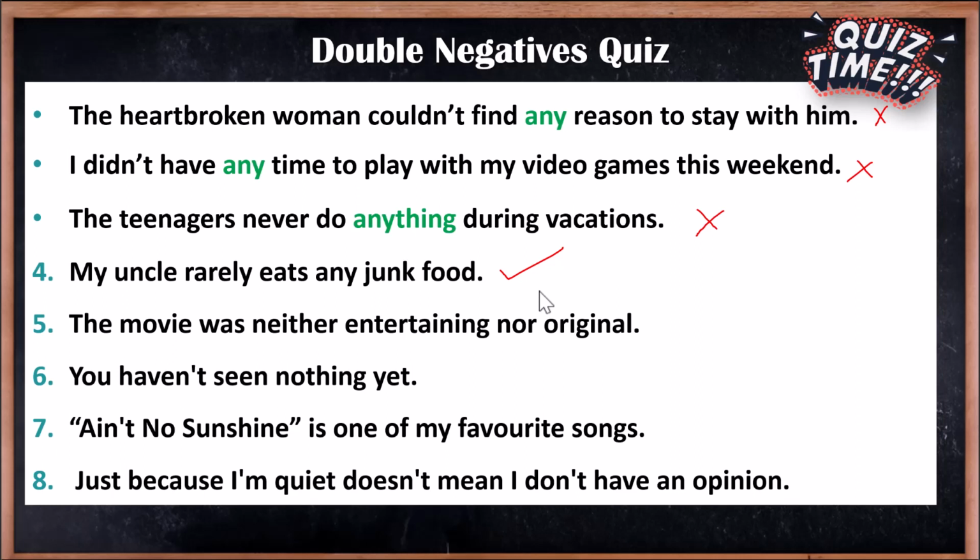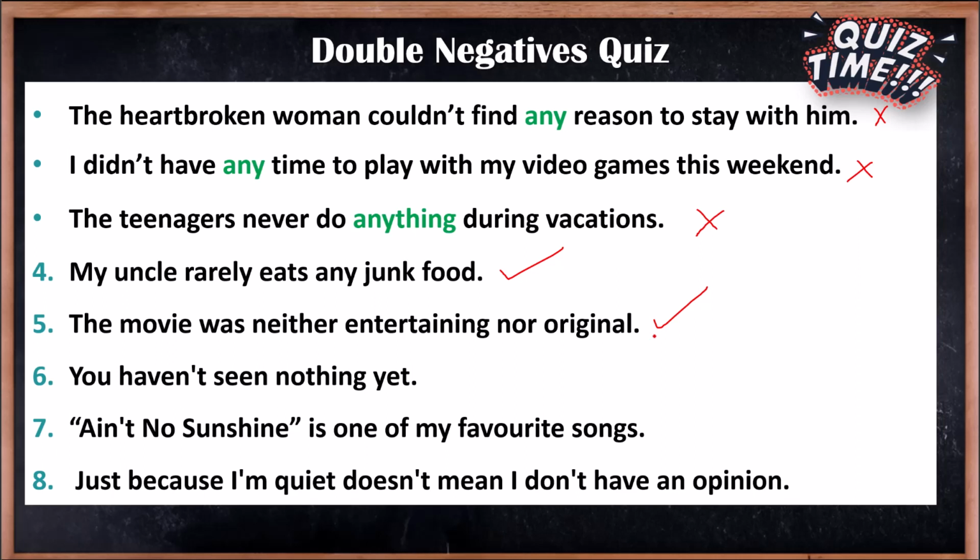Now, what about number 5? And this one might be confusing. We have neither and nor. However, this sentence is correct as it is because neither and nor are used together to show that both parts of the statement are negative. The movie was not entertaining and it was not original. The construction neither and nor is a negative correlative conjunction, and these words are typically used together.